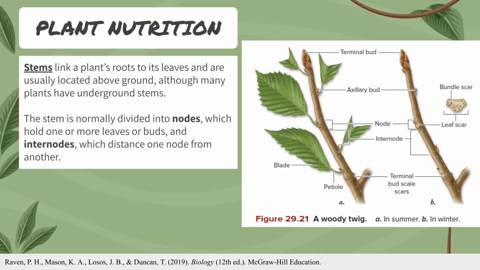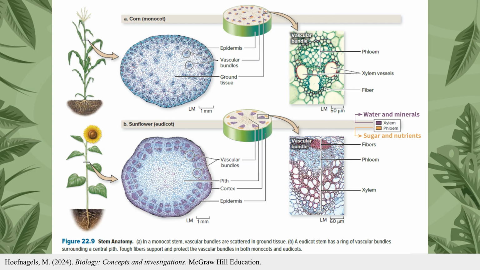Stems serve as the structural framework connecting roots and leaves. They contain nodes, which are points where leaves or buds are attached, and internodes, which are the segments between nodes. In stem anatomy, vascular tissues are organized in bundles, but their arrangement differs between plant groups.